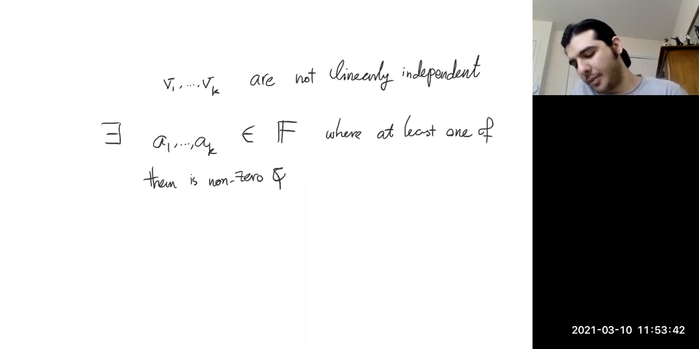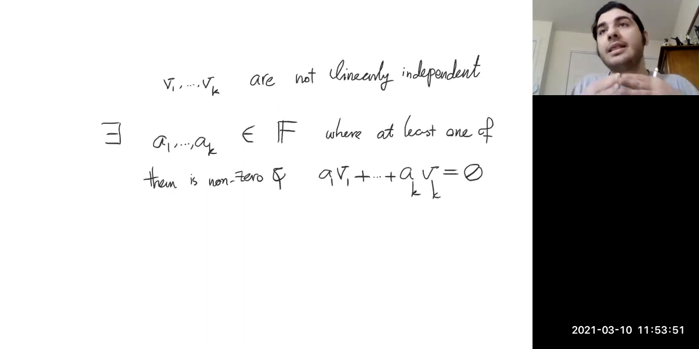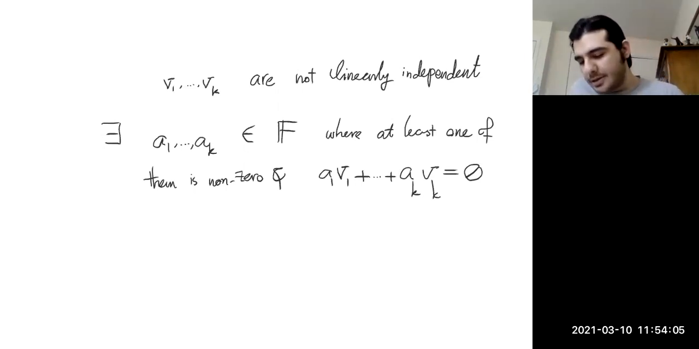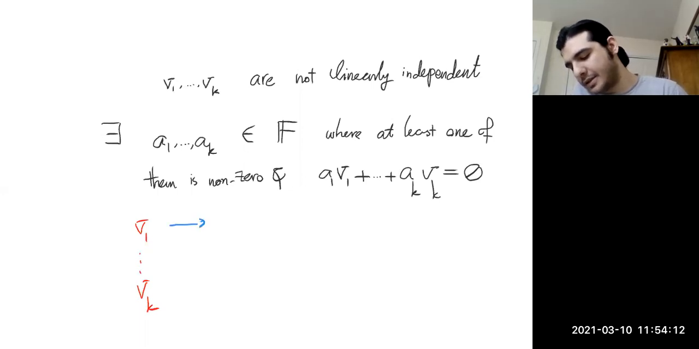And the linear combination a1 times the vector v1 up to ak times the vector vk is equal to 0. In that case, if the map T is defined on these vectors, the values of T on these vectors should satisfy exactly the same relation. What do I mean by that? Here we have vectors v1 up to vk in the domain. In the codomain, we have T of v1 up to T of vk.